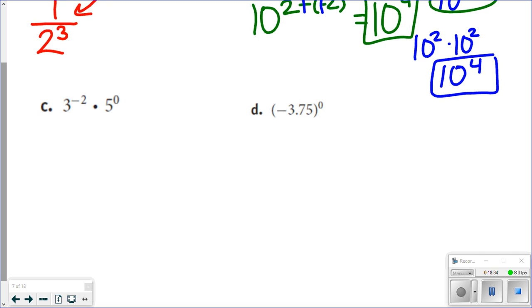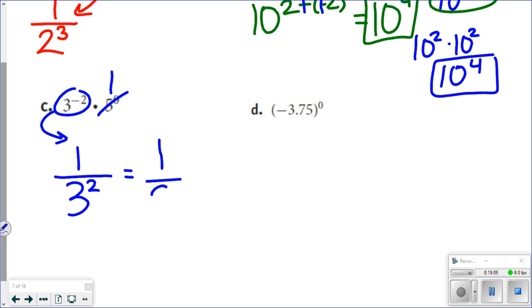Okay, letter C. This becomes a 1, so I don't really have to do anything with it or think about it. And I cannot have 3 to the negative 2nd power, so I have to clean that up. So what I'm going to do is move this to the bottom of my fraction, so I put a 1 on top, 3 to the positive 2. And you can leave your answer like that, or if you wanted to, you could say 3 squared is 9. Either answer is acceptable. Letter D, anything to the 0 power is 1.